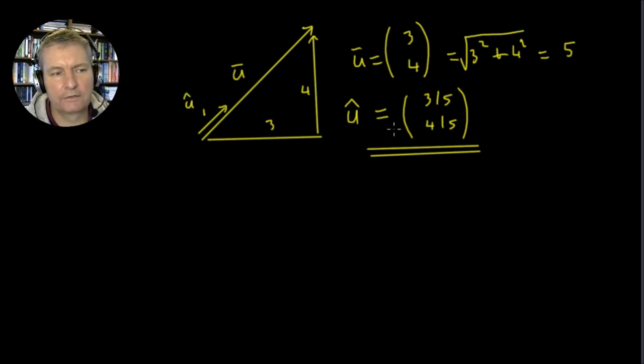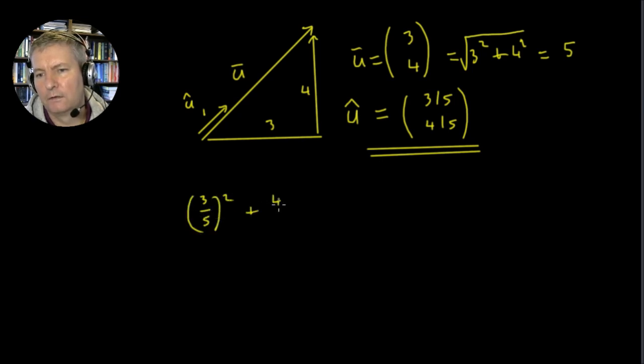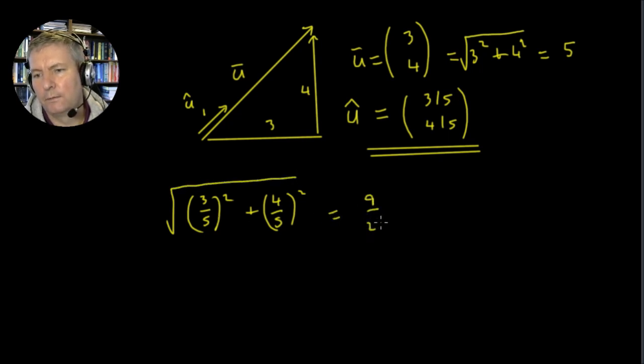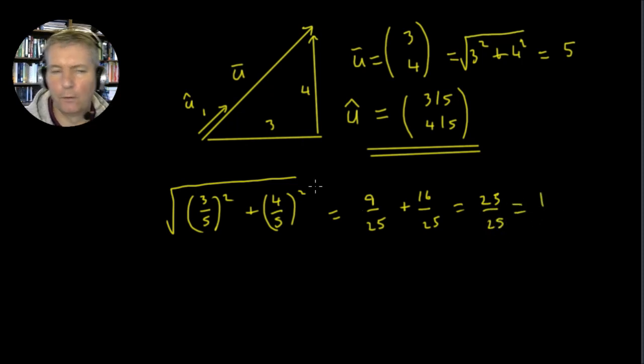So you can see that that does actually work, because this vector should have a length of 1. So the length of this vector is going to be the square root of 3 upon 5 squared plus 4 upon 5 squared. So that is equal to 9 upon 25 plus 16 upon 25, which equals 25 upon 25, which does equal a value of 1. So let's look at some other examples.